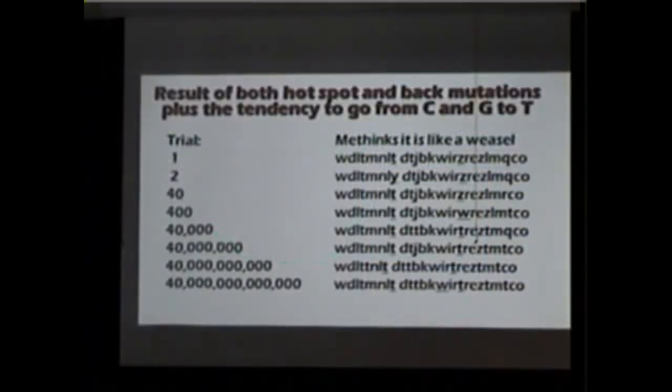So if we combine these together, what do we get? We'll end up with hotspots, lots of T's, and these are cold spots, not many changes. So given Dawkins' example, what's going to happen? The genome is going to degenerate. And that's exactly what happens.